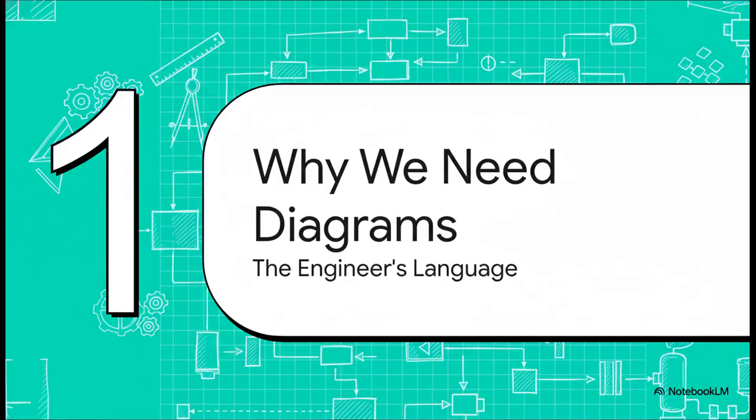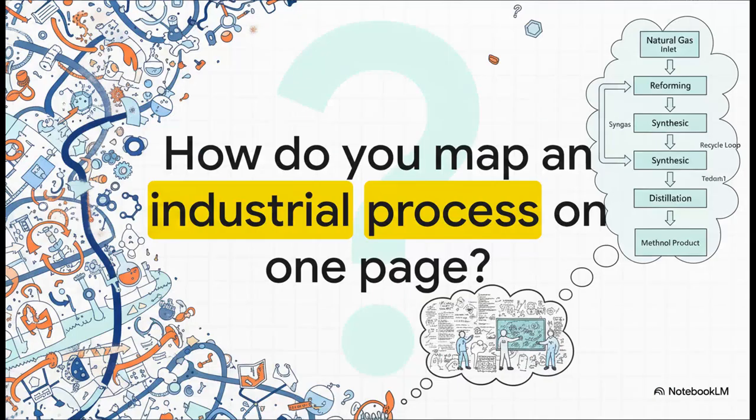All right, so before we jump into the how, let's talk about the why. I mean, in a field this complex, why are a few simple drawings so unbelievably important? Think about it. Imagine trying to explain how to make, say, methanol, just using words. It would be a nightmare, right? A novel-length email of confusion. That's the huge challenge engineers are up against. How do you communicate this incredibly complex dance of chemistry and machinery clearly and concisely?